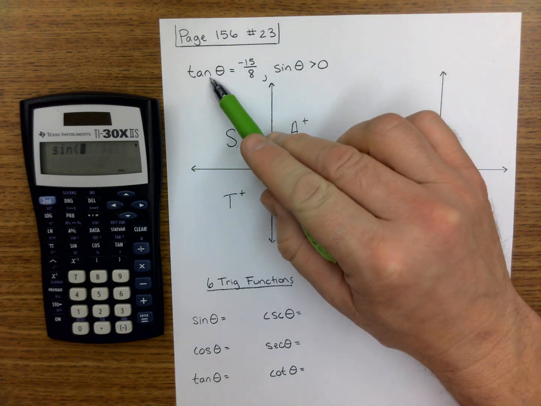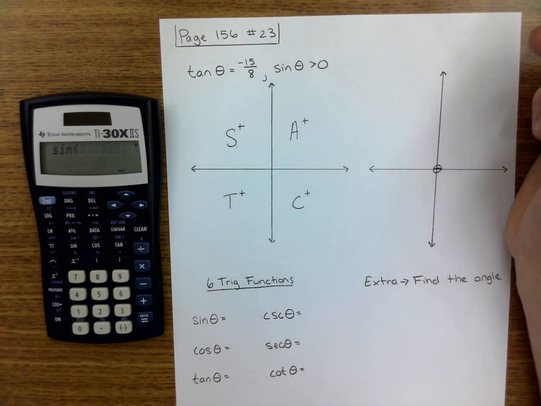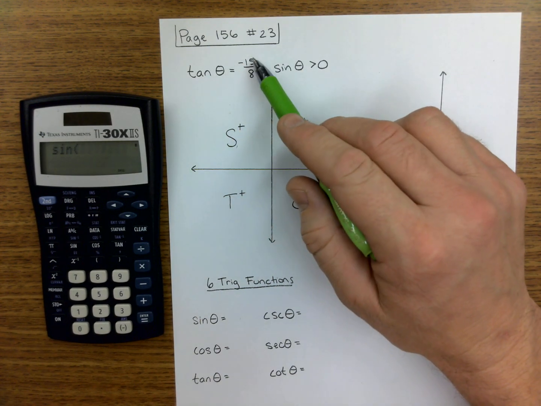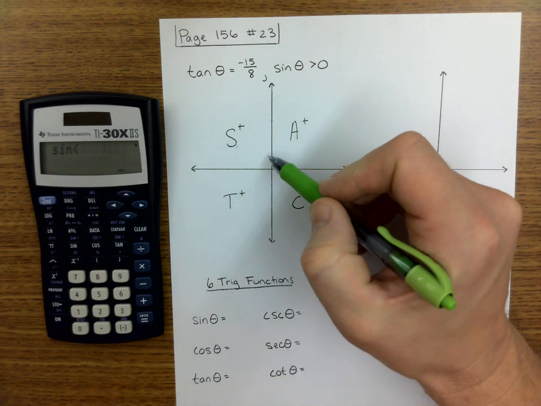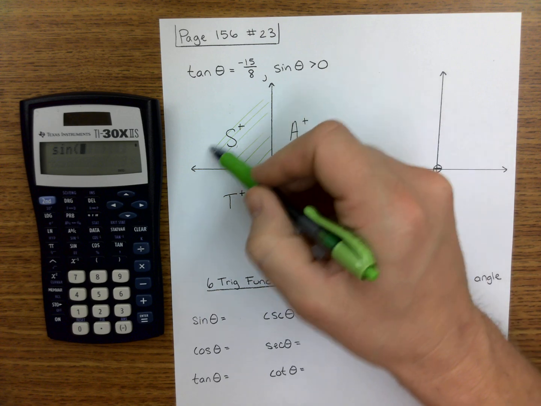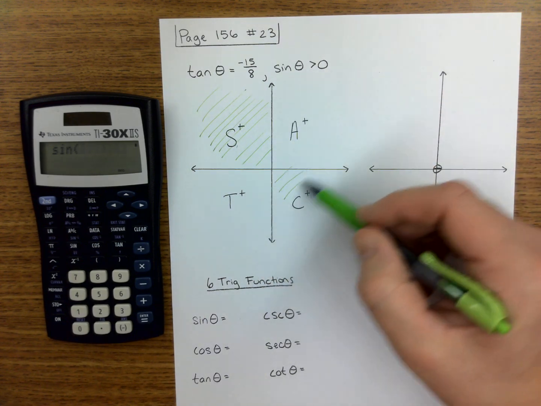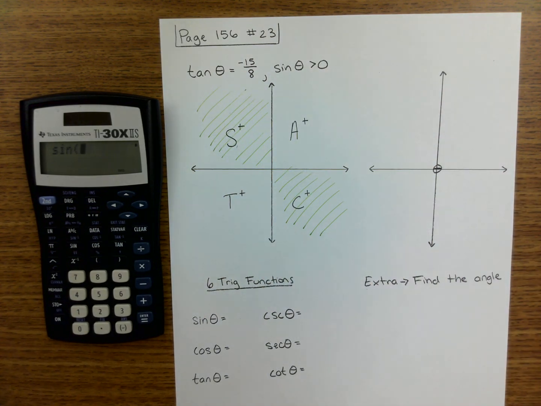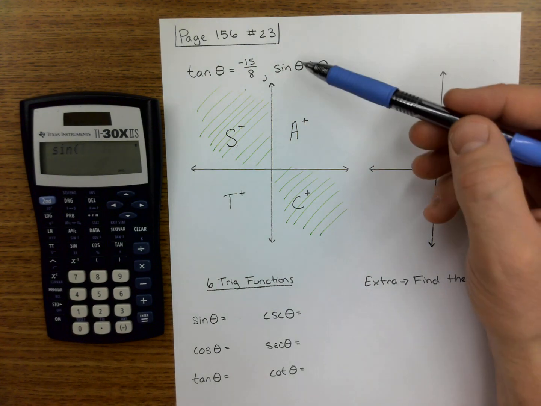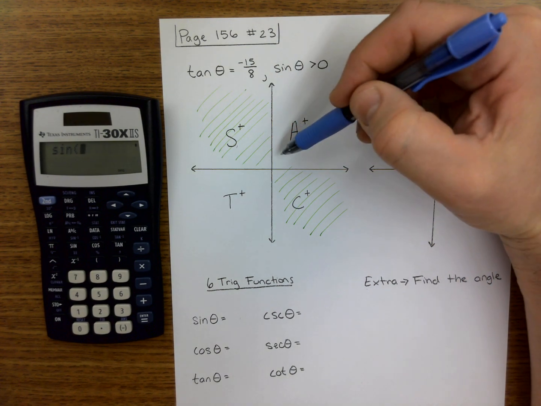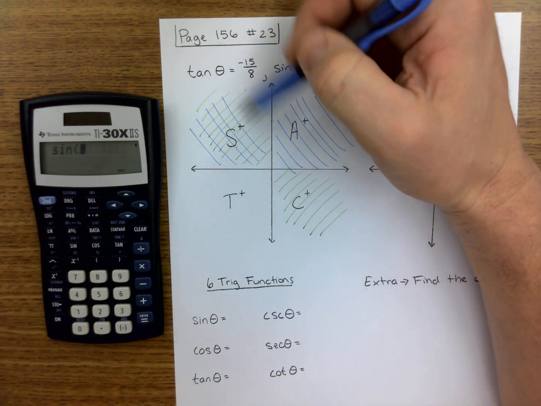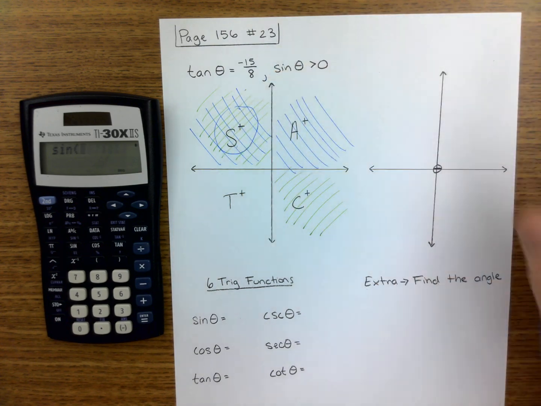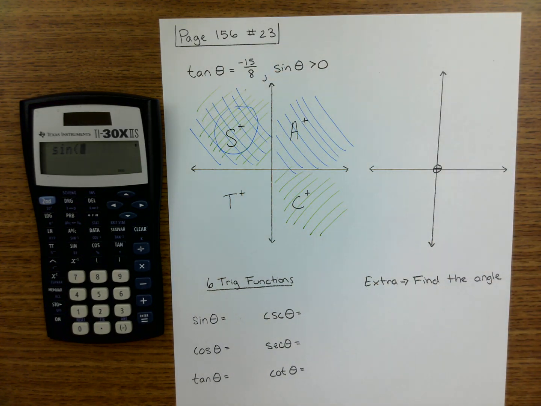However, we know that if the tangent of theta is negative 15 over 8, there's two possibilities. So we have to figure out exactly which one it is. Well, where is the tangent negative? Well, the tangent's positive in quadrants 1 and 3, so it must be negative in quadrant 2 and quadrant 4. Alright, so the next piece of information is that the sine is positive. Well, where is sine positive? Well, sine's positive here, and sine is positive here. Alright, so we know the quadrant. Our angle is in quadrant number 2.